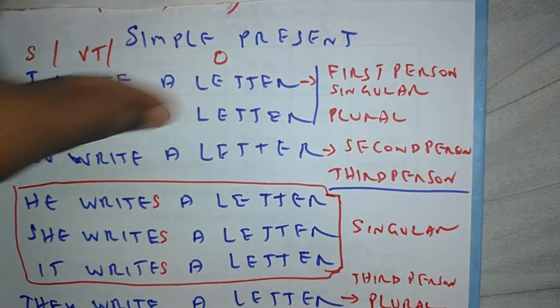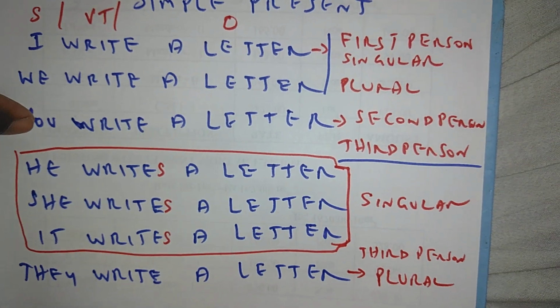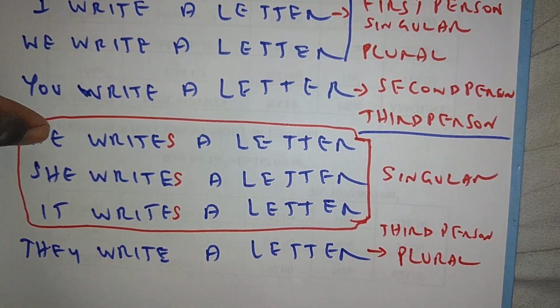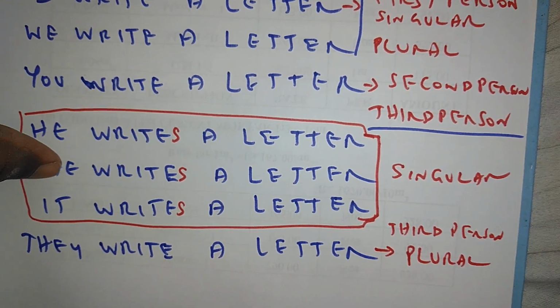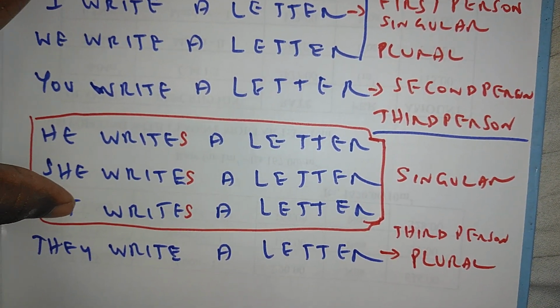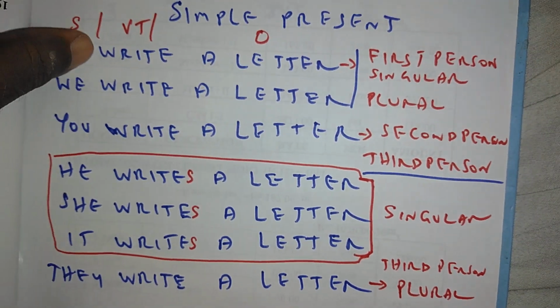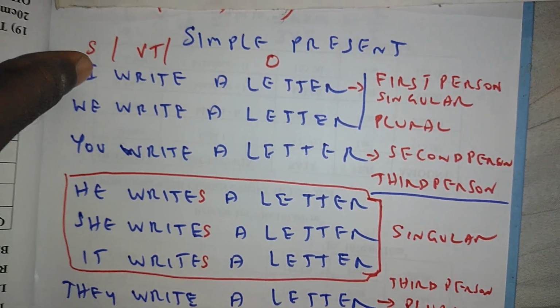Once again, this is first person singular, first person plural. This is second person, both singular and plural. This is third person singular, third person singular, third person singular. This is third person plural. So here are the tense forms.